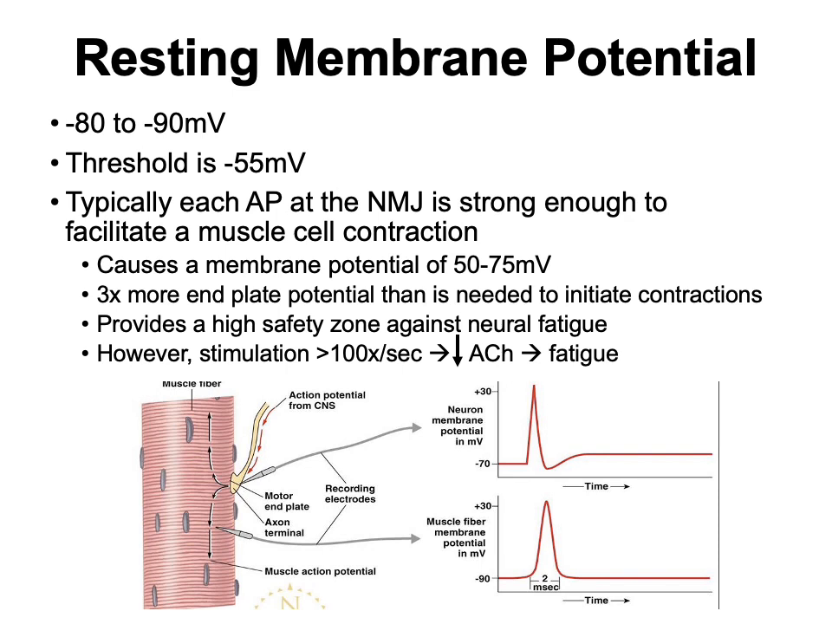This strong action potential arriving at a neuromuscular junction has 3 times more end plate potential than is actually needed to initiate the contraction. This provides a high safety zone against neural fatigue, meaning that almost every time you send a voluntary signal down a peripheral neuron, motor neuron, to a skeletal muscle junction, that's going to stimulate that muscle fiber so that it always works. If it doesn't, then there's some kind of pathology going on.